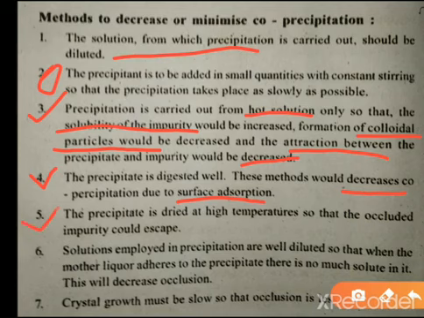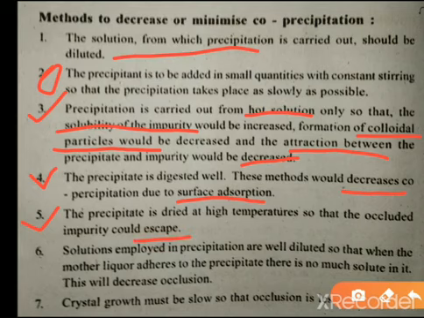Then the fifth one is that the precipitate is dried at high temperature. So we need to dry the precipitate at high temperature. If you are drying the precipitate at a higher temperature, the occluded impurity on the surface of the precipitate to be estimated will escape.